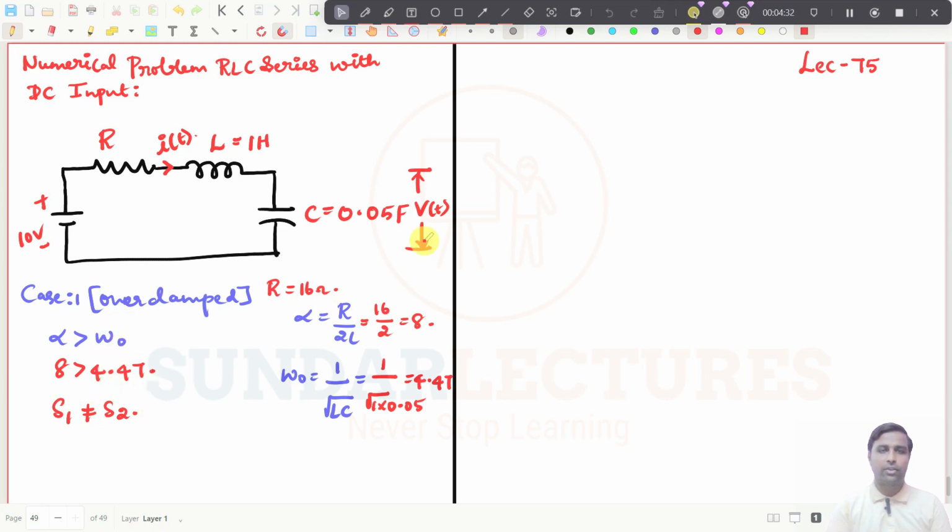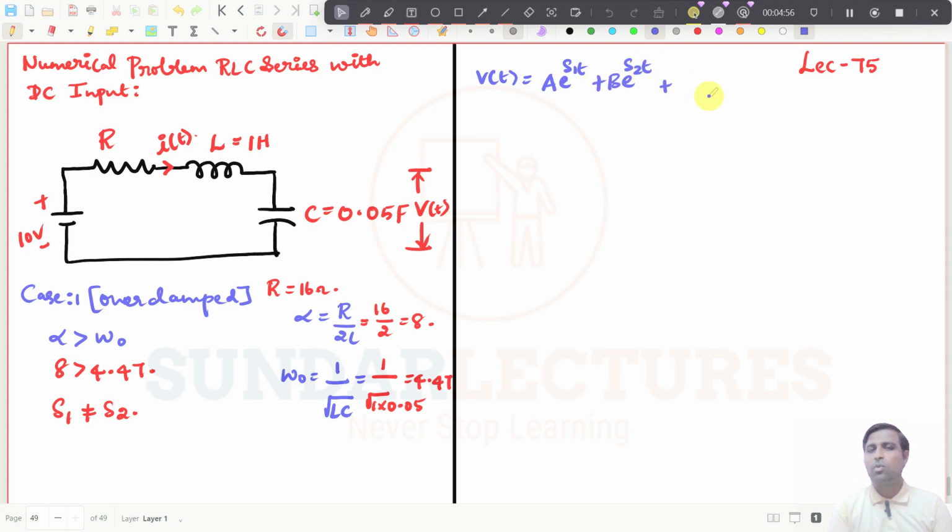Anyhow, we try to derive the expression now. So for that, what is S1? First of all, we know the V of t expression can be written as: if S1 and S2 are not equal, then the expression will be A e power s1t plus B e power s2t.